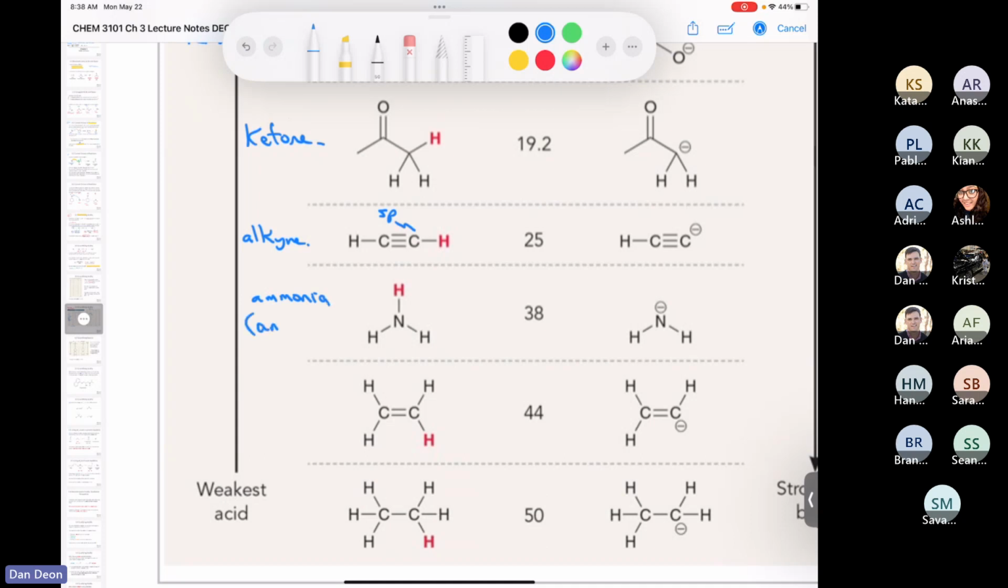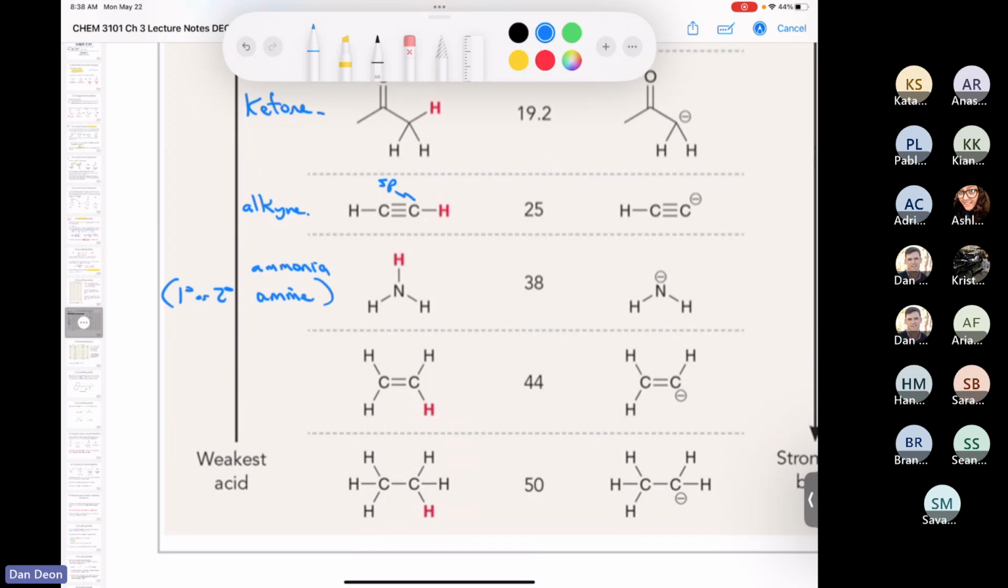or I'm going to put here an amine, any kind of amine that we're going to look at, or I should say primary or secondary amine, really. Let me scribble that down here. Primary or secondary amine. It has a pKa of around 38, so now we're getting into really weak acids. The next one is when we have a bond between an sp2 hybridized carbon and a hydrogen. It's around 44, and then you get to the weakest of the acids.